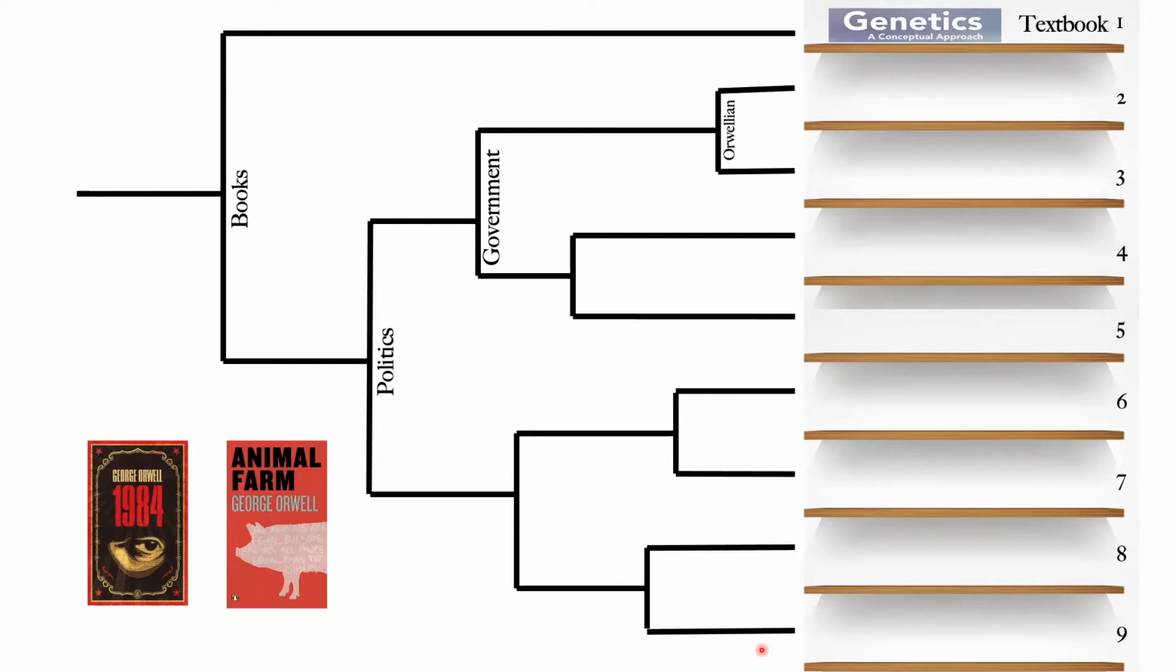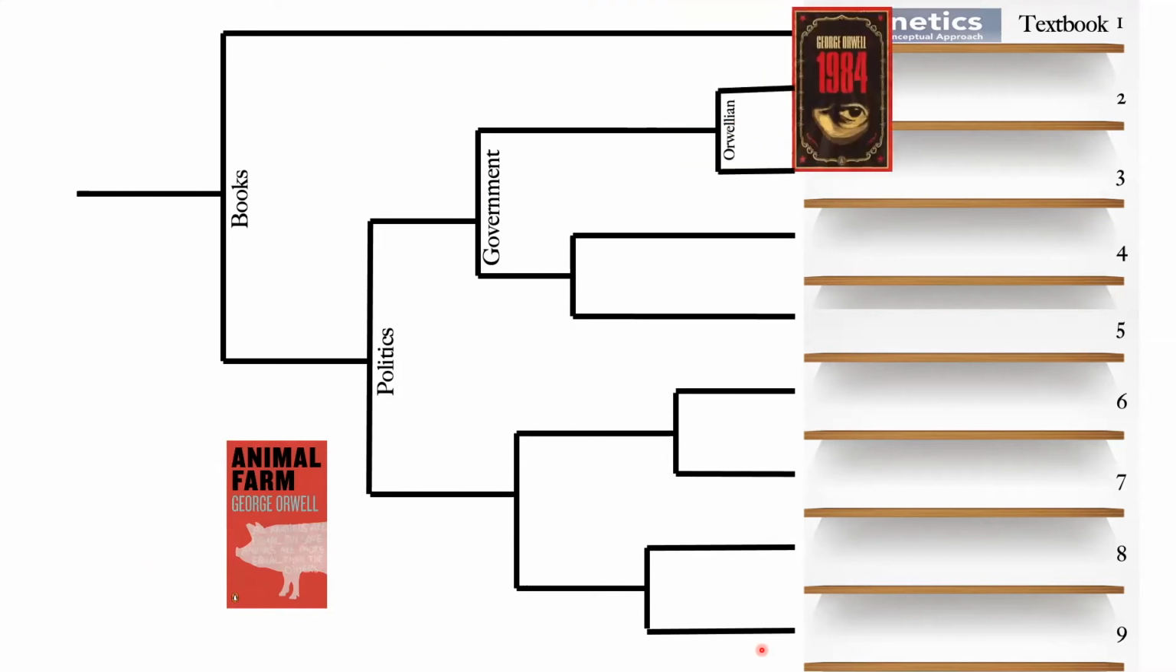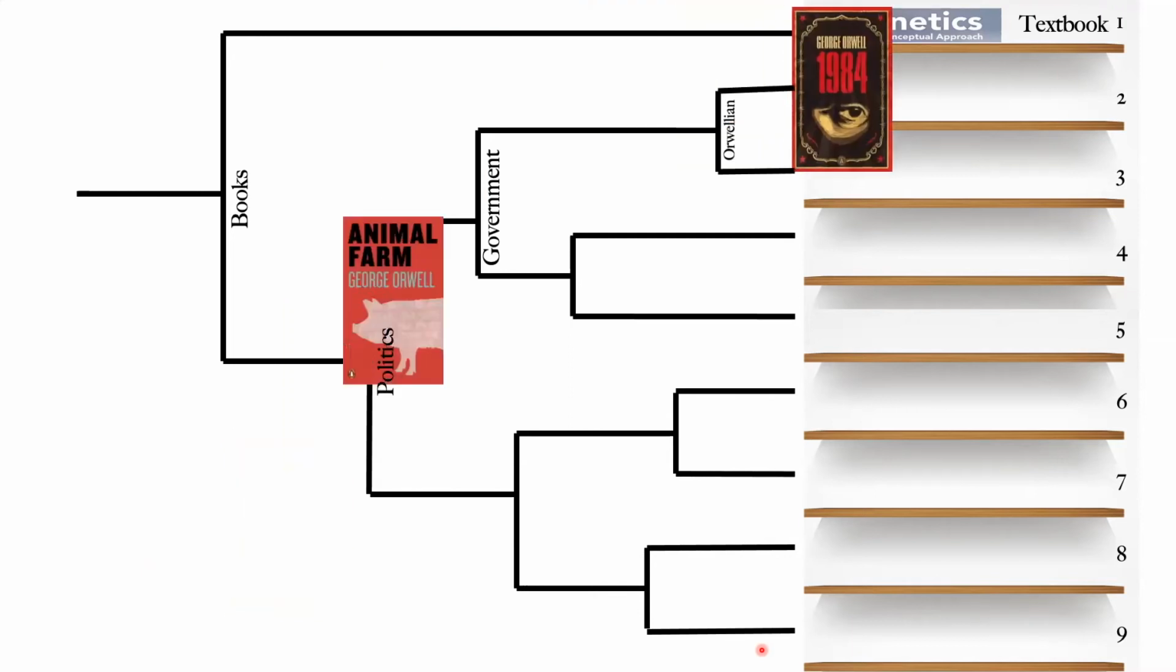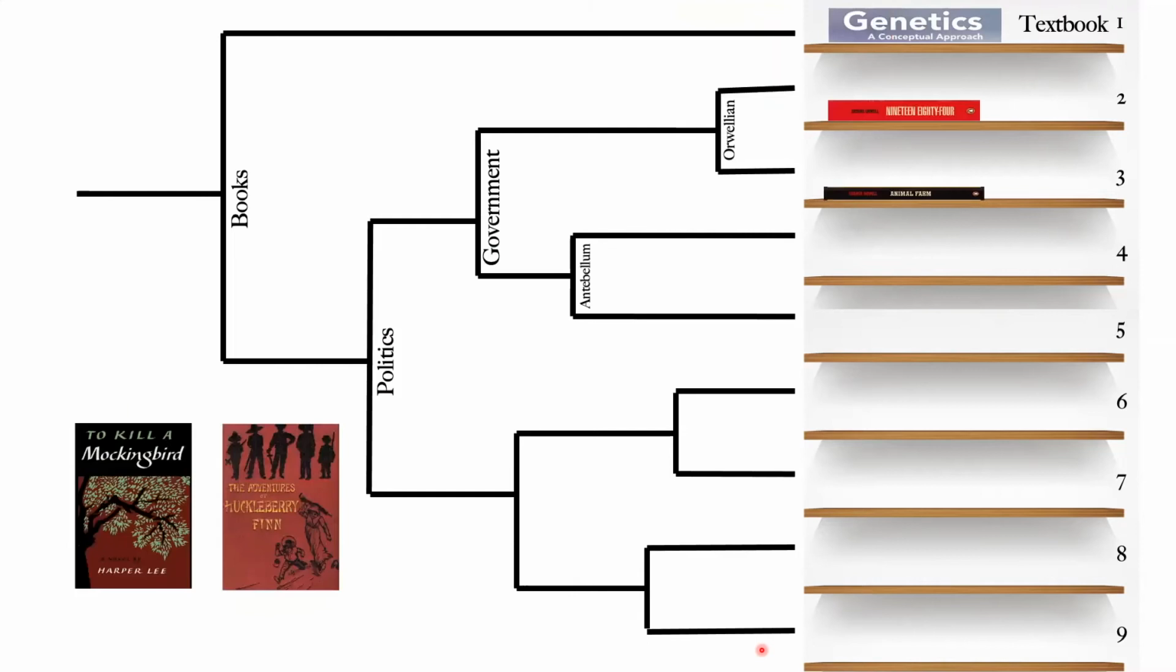These two books are super close together because they are not only by the same author, but make commentary on large government corruption. They are the most similar OTUs. To Kill a Mockingbird and The Adventures of Huckleberry Finn should also diverge from a common ancestor as the Orwell books, but they share an even more recent common ancestor.